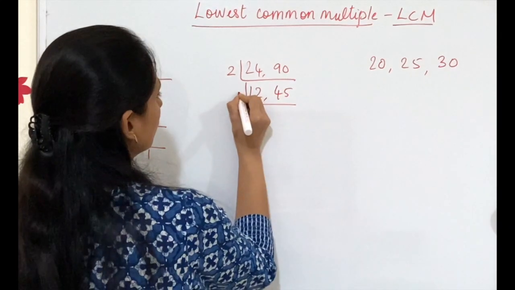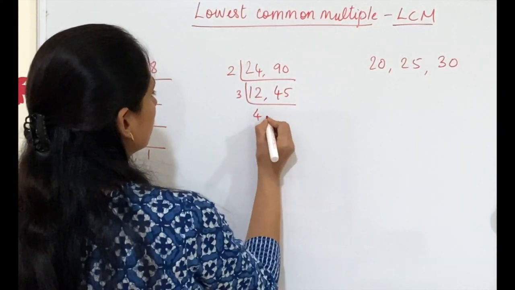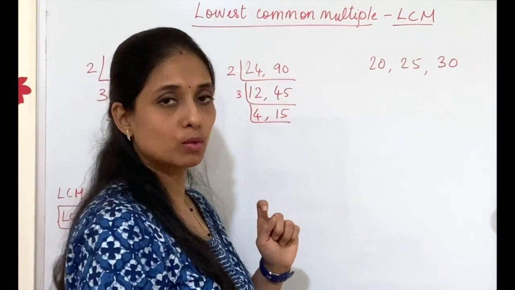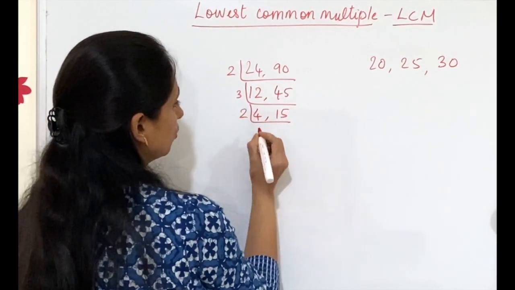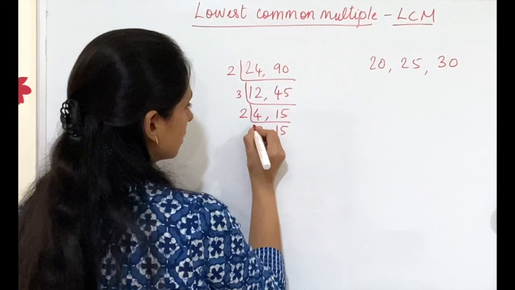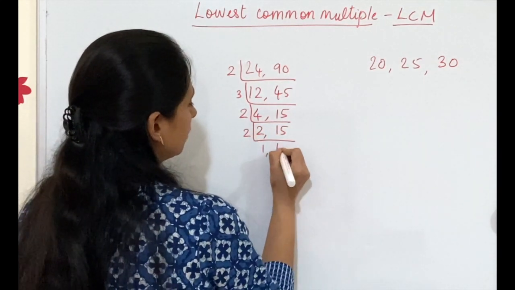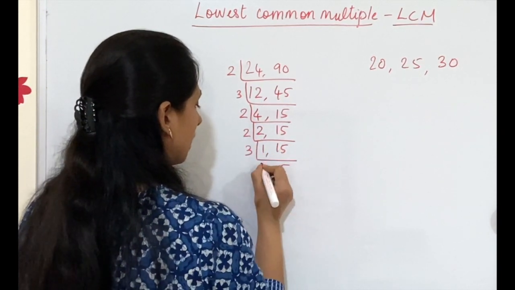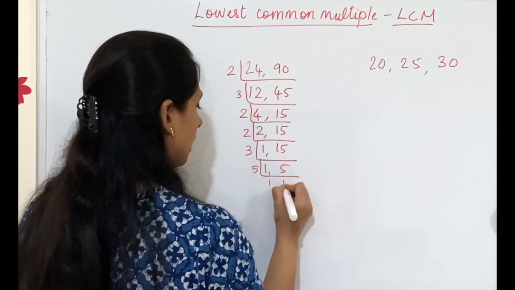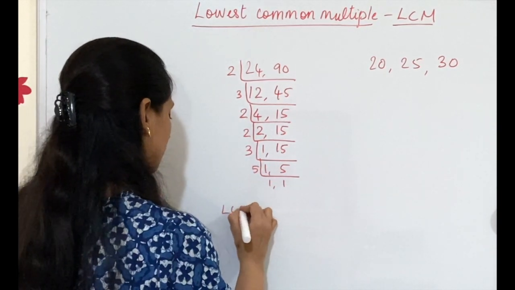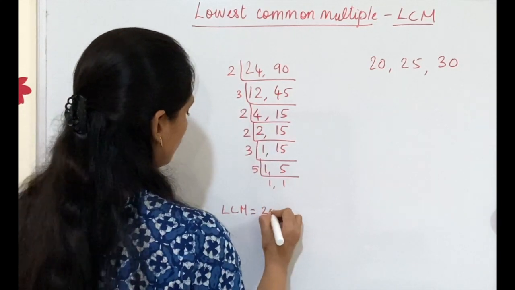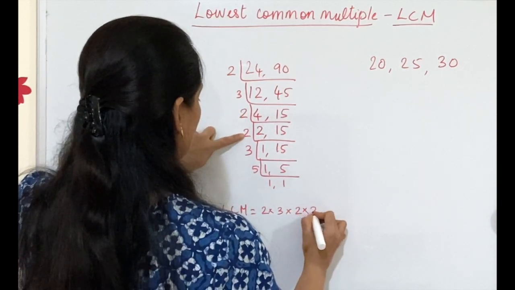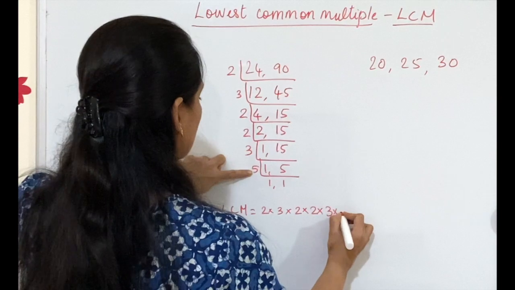Okay. The next problem. I have 3 common for both. So what should I do? I don't have a common factor for both. So what can I do? For one number I can take 2. 15 I will write as it is. Again 2. 15 I will write as it is. 3, 5 times 5, 1 and 1. So till I see 1 and 1 I am going to keep dividing. So 2 into 3 into 2 into 2 into 3 into 5.